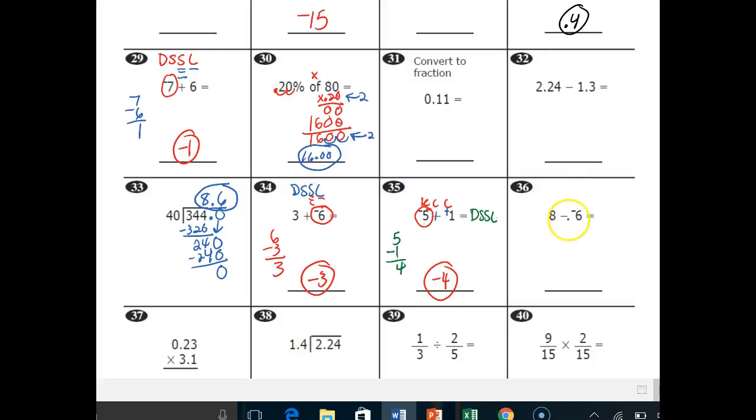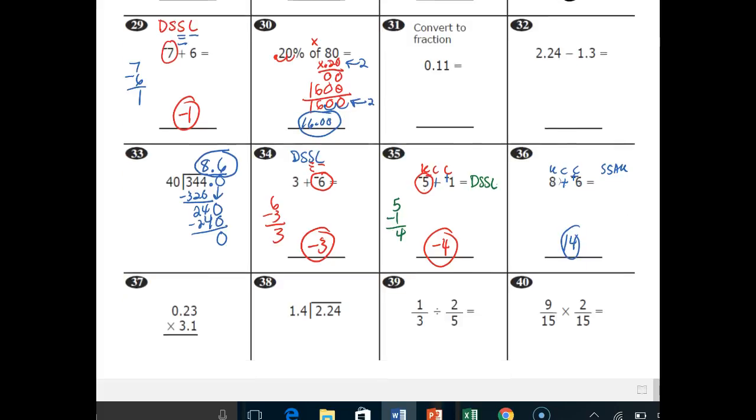Again, number 36, when I see a subtraction sign, I use K, C, C. Keep the 8 the same, change this to a plus sign, change that to a plus sign. So look, I get an SSAK because they're nothing but positives. 8 plus positive 6. What's 8 plus 6? That's 14. Done.